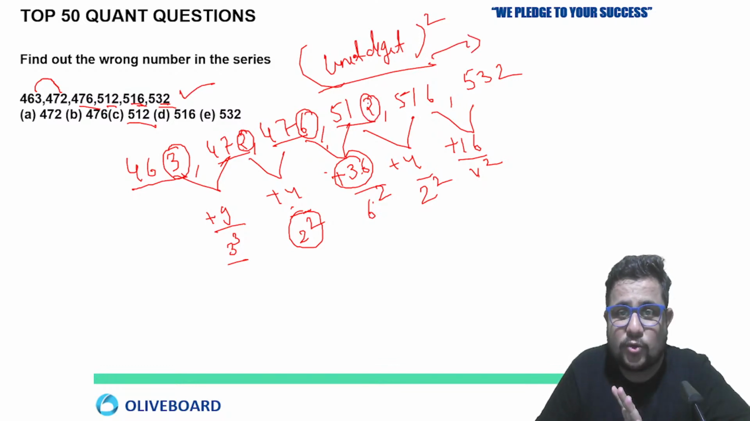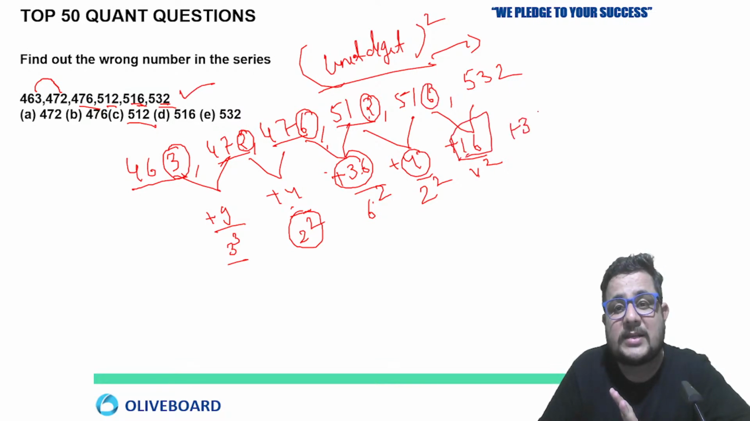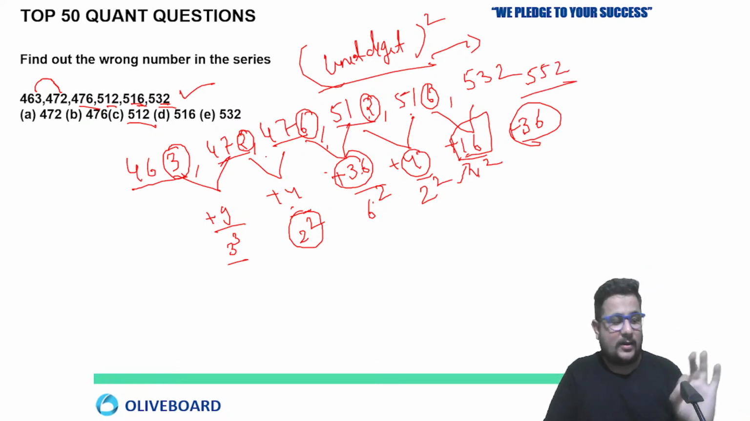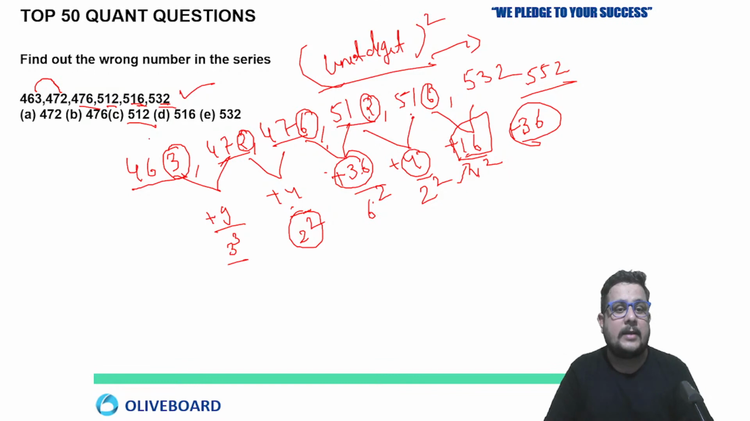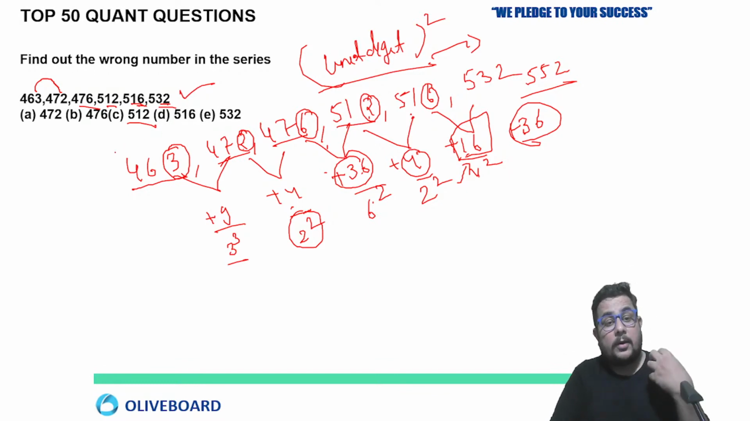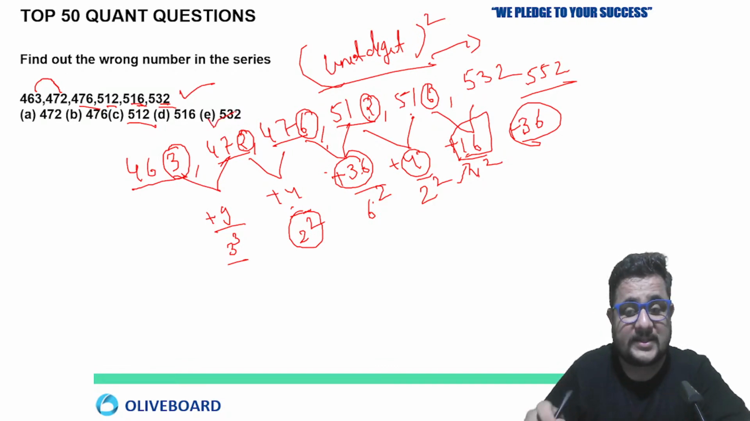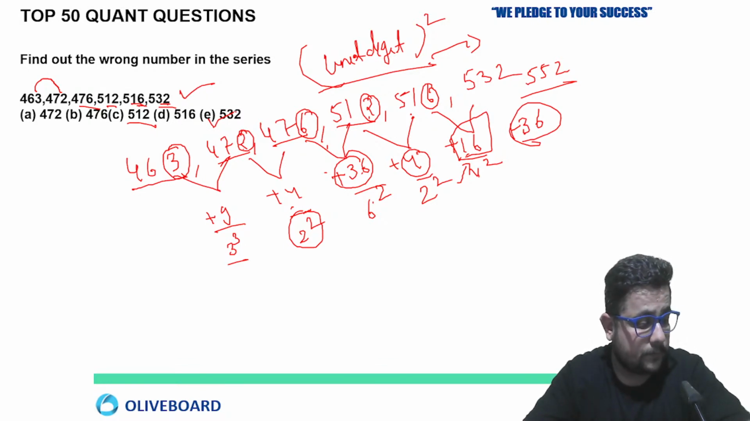Now here, 2 square, 4 added, 6 is here, so 6 square, 36, should be added instead of 16. So 516 plus 36, you will get 552. I hope you understood the logic and the pattern and level of this question. You have to be ready for these kinds of logics also. So the answer is: the wrong number in the series is 532. I am good. What about you?